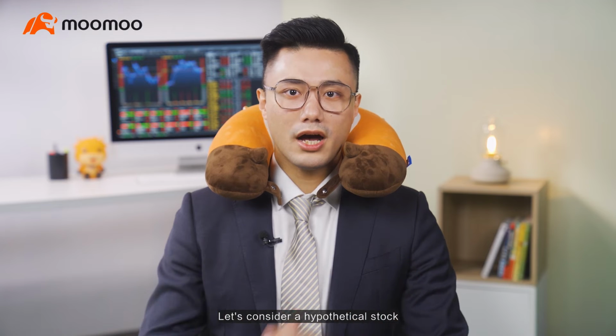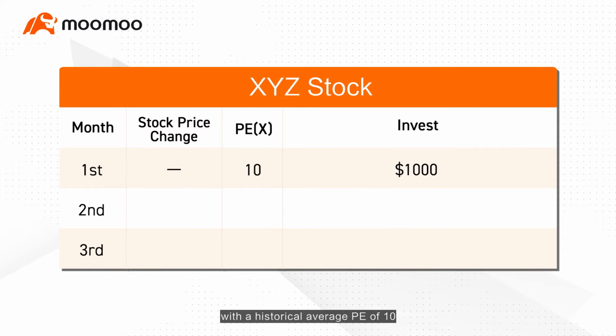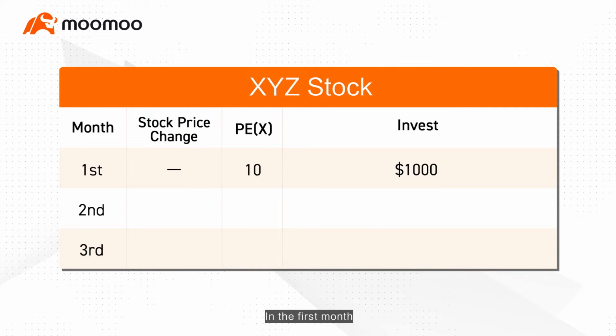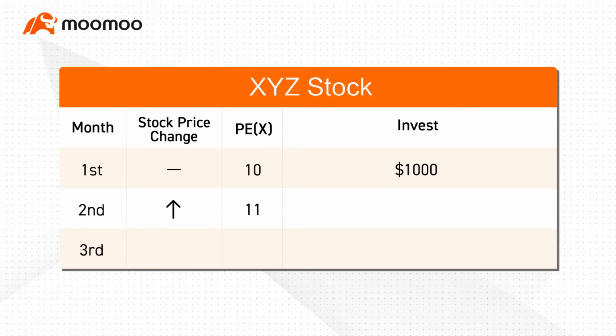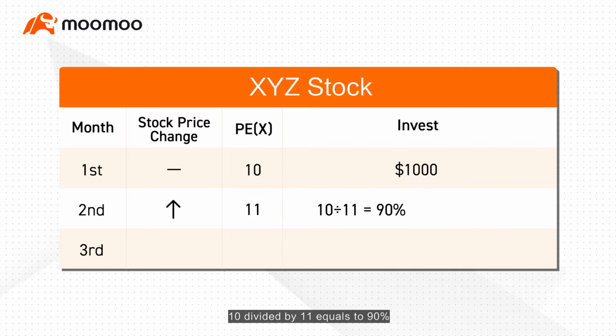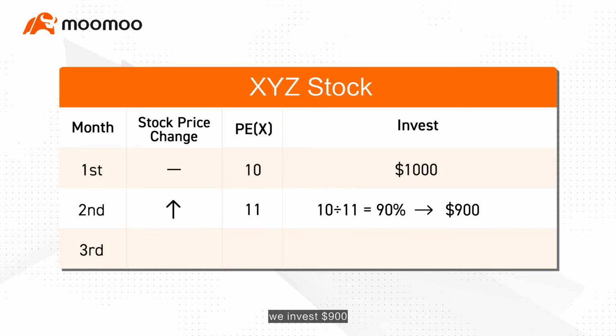Same as before, we have $5,000, starting with investing $1,000 each month. Let's consider a hypothetical stock with a historical average PE of 10 times. In the first month, let's assume the stock is trading at 10 times PE, therefore we invest $1,000. In the second month, the stock price goes up and the PE becomes 11. 10 divided by 11 equals 90%. So in the second month, we invest $900.